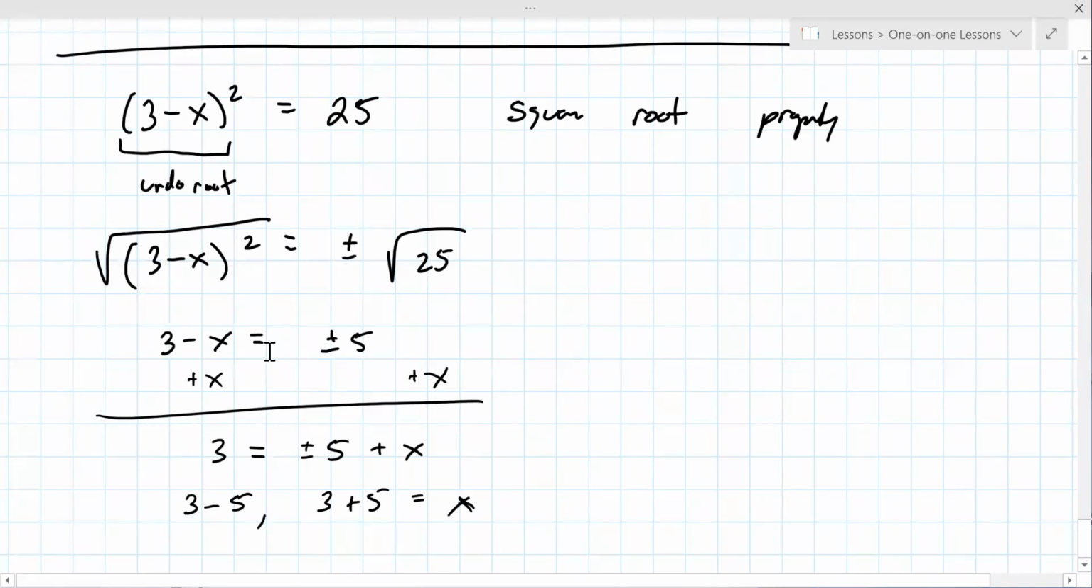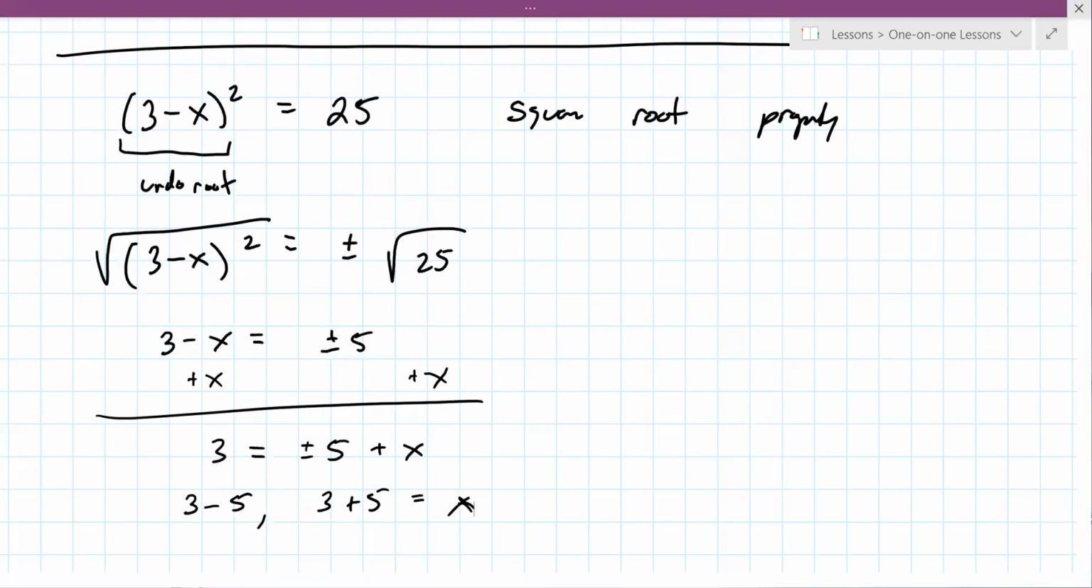Oh. And then you get just x equals negative 2 or just 8. Correct? So there's two answers, negative 2 and 8. Perfect. That's what I got. All right. On to number 50.